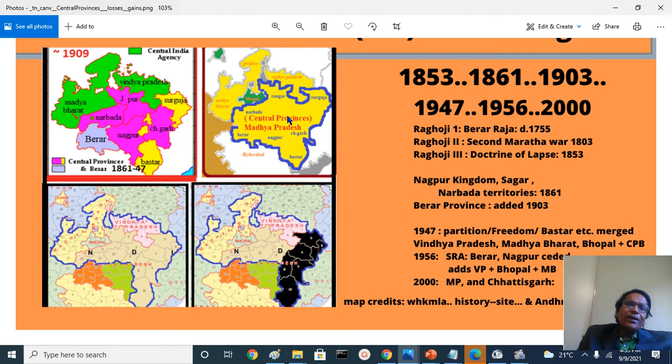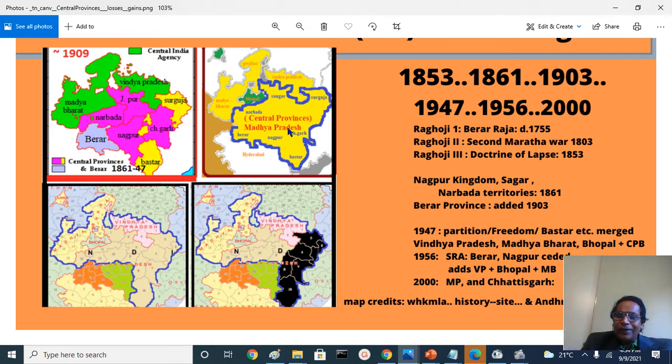Still, that contained essentially the Berar division, Nagpur division, Chhattisgarh division, Narmada division, and Sagar division, with Surguja district and Bastar district, and central Nandgaon, Kairagarh and so on, the districts, and Makrai, a princely state in the Hoshangabad region. That is, central provinces became Madhya Pradesh from 1947 to 56.